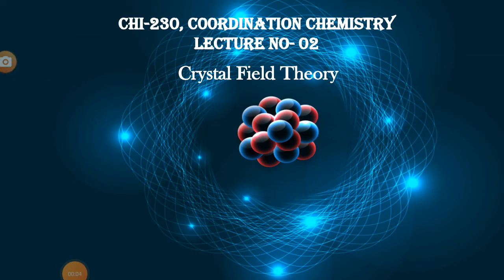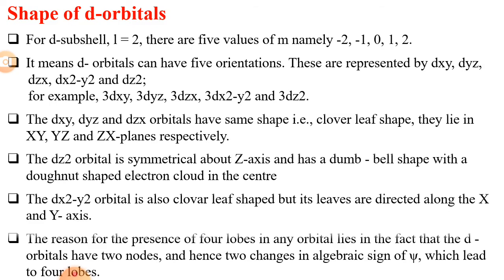Today's topic is crystal field theory. Now let us discuss the shapes of d orbitals. For the d subshell, the l value is 2. There are 5 values of m, namely -2, -1, 0, 1 and 2. These values are from -2 to +2.